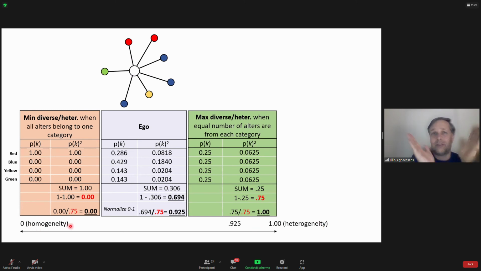So heterogeneity is the diversity among the alters being highest. Homogeneity is when everyone is the same, so all of your connections are the same. They're all cooks. They're all baking cake. Heterogeneity, they're all doing different things, or an equal proportion of people are doing different things. So maximum diversity or heterogeneity is when an equal number of alters are from each category. Minimum diversity is when all alters belong to one category, in other words, homogeneity, the opposite of heterogeneity. My real value is 0.92. So if I look at the scale from 0 to 1, it's sort of here. So quite heterogeneous, quite diverse.